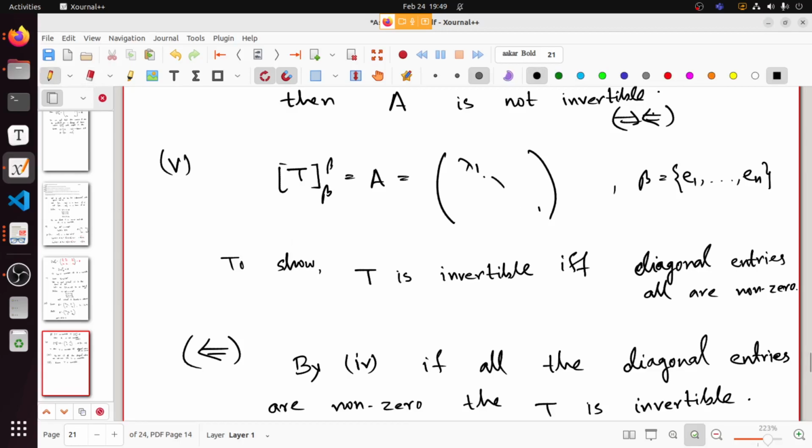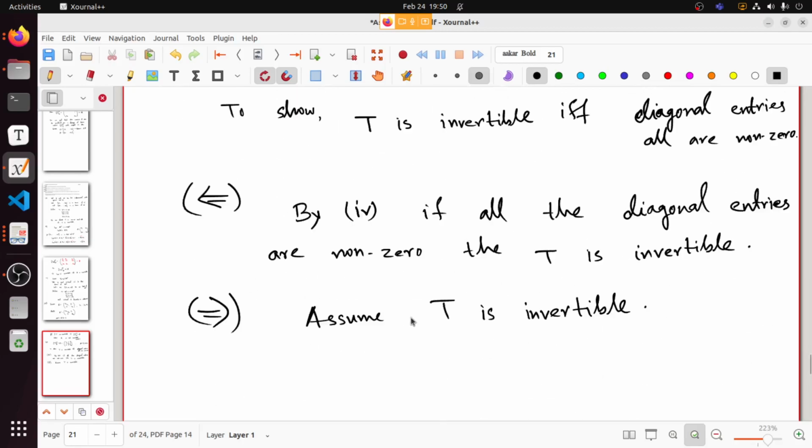So lambda 1, lambda 2 and lambda 3, all non-zero, and the basis is En. This statement is true for Rn also, not just R3. So beta is E1, E2, E3. Right. Now what happens if some entries are 0?